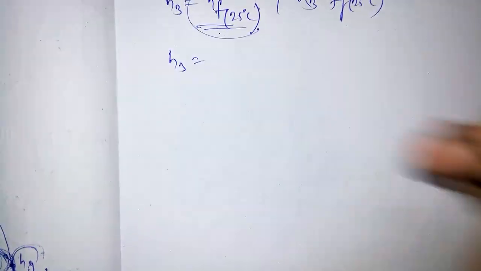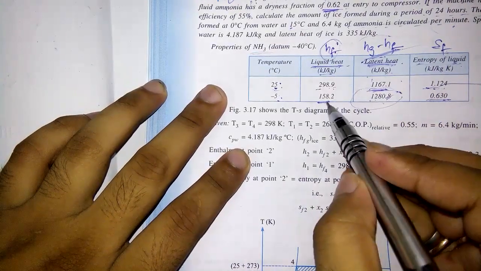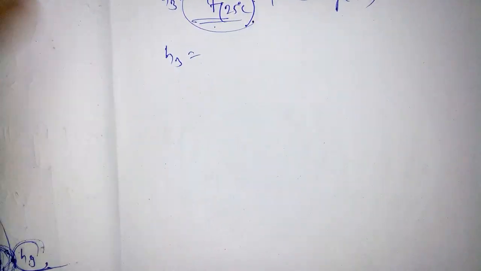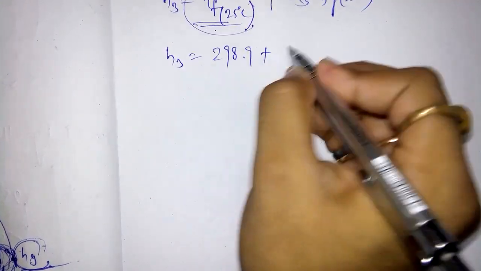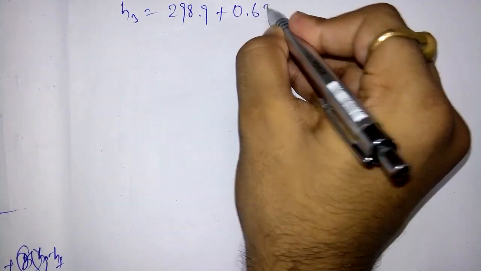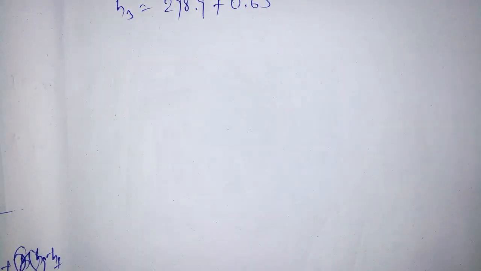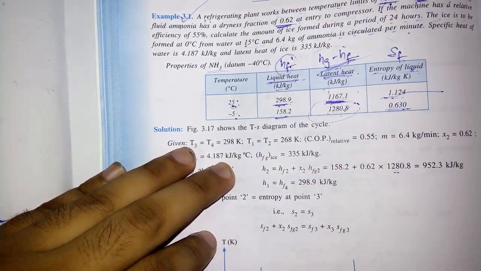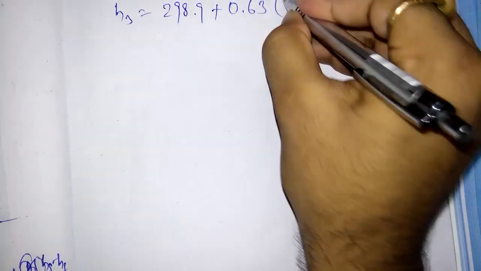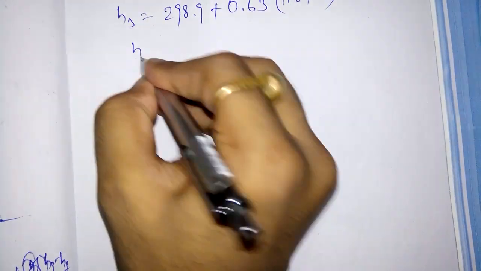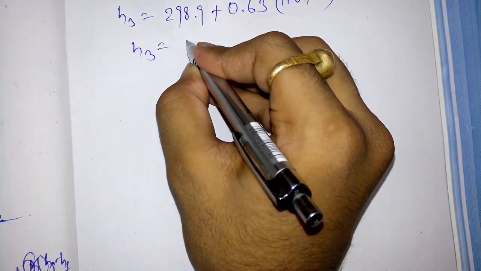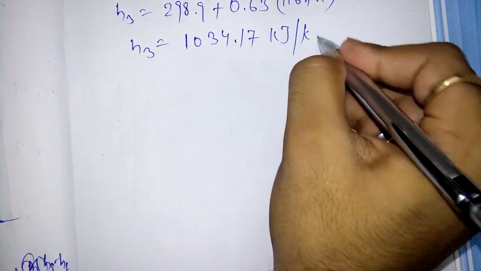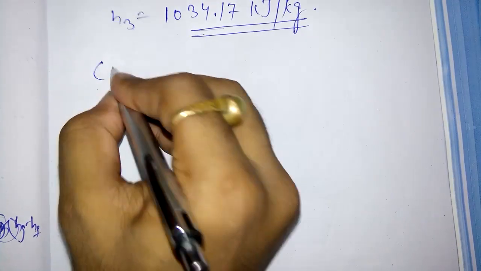Don't worry. HF at 25 degrees Celsius is 298.9, plus X3, which is 0.63, just now we have found out, times HFG, the change at 25 degrees Celsius, Hg minus Hf, which is 1167.1. So H3 you are getting is 1034.17 kilojoule per kg. Now we are ready to find COP.